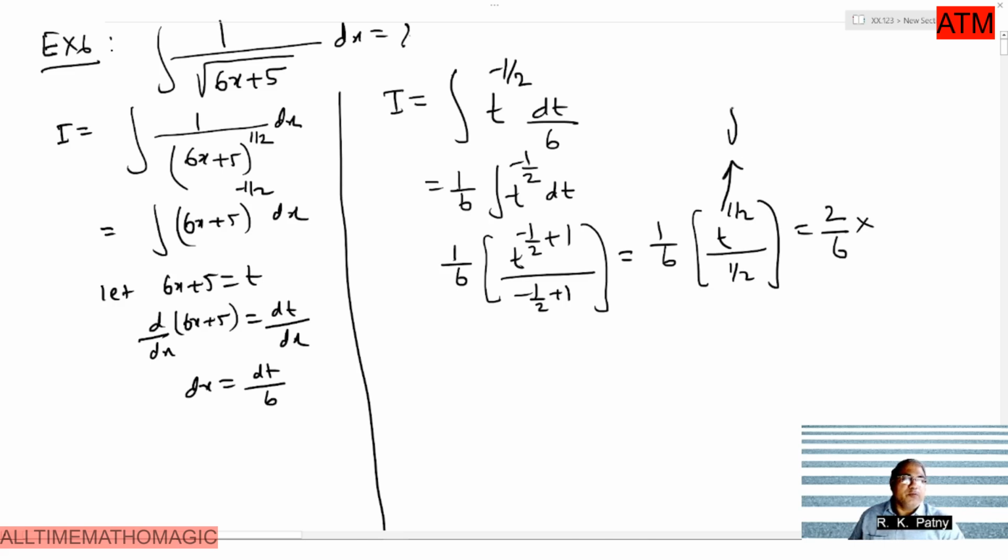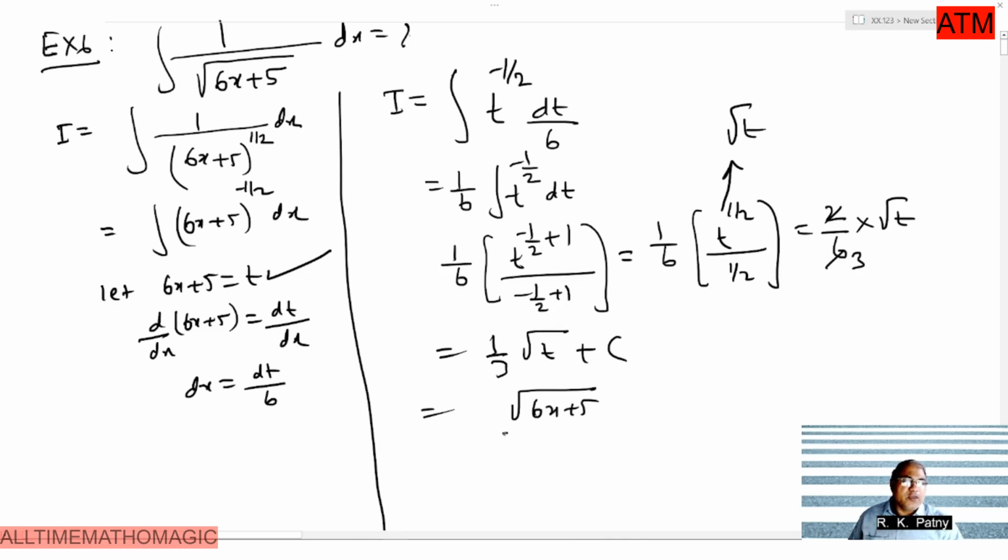This can be written as root t. So cancellation, 2 ones are 3s are. So 1 by 3 root t plus c. But what is t? t is nothing but 6x plus 5. Therefore root of (6x plus 5) upon 3 plus c. This is the required solution of the given integration problem. Let us move to the next example.